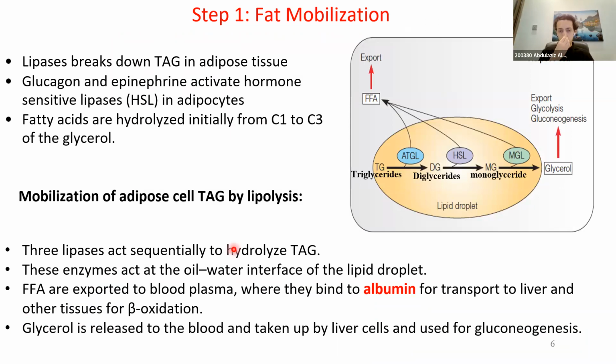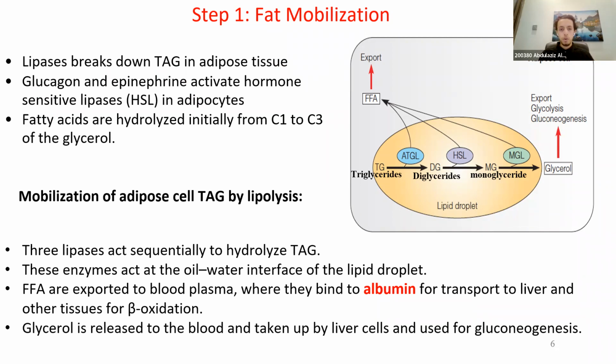So this is again talking about those 3 lipases that we talked about. You can see right here, lipases break down the triglycerides, of course. Glucagon and epinephrine is very specific. They activate hormone-sensitive lipase. So glucagon and epinephrine will activate the hormone-sensitive lipase, while insulin will deactivate this. This is very important.